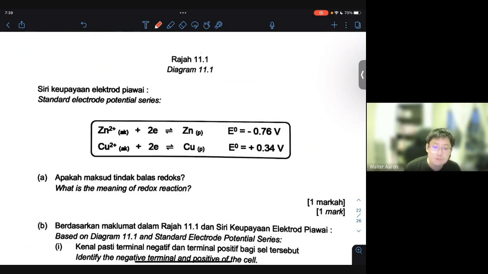What is the meaning of redox reaction? So it's very simple. Redox reaction is actually a reaction where oxidation and reduction occurs simultaneously. Okay, so that's the answer you must put inside.